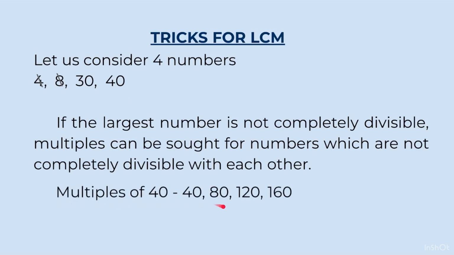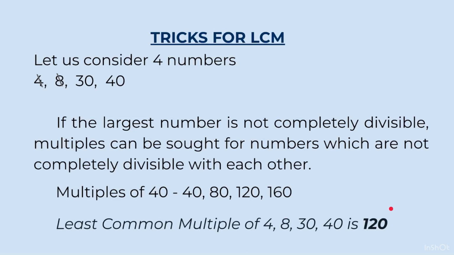Multiples of 40 are 40, 80, 120, 160. Now out of these multiples, which is the multiple of 30 also? 120 will be the multiple of 30 also. So 120 is the common multiple. So least common multiple of 4, 8, 30 and 40 is 120.